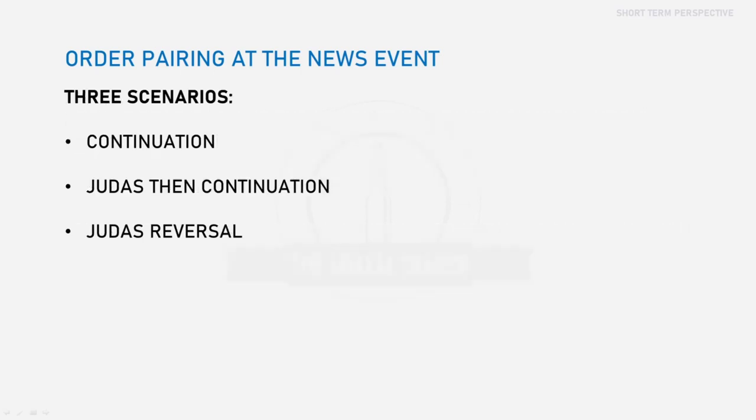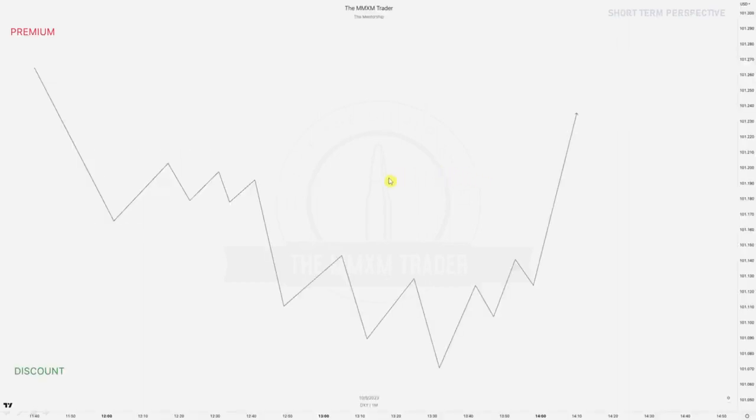So order pairing at a news event, there are three scenarios we can look at. We have that continuation, we have that Judas and then continuation, or we have a complete reversal, so we have a Judas reversal.